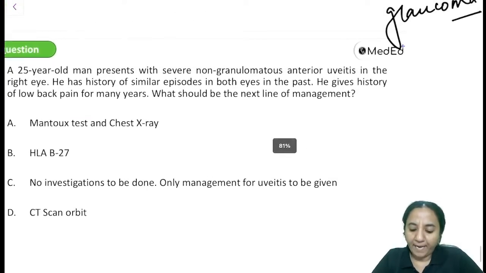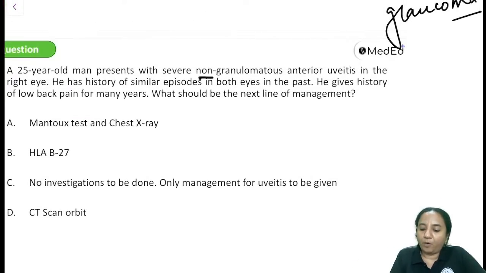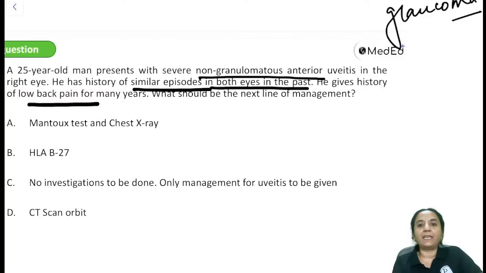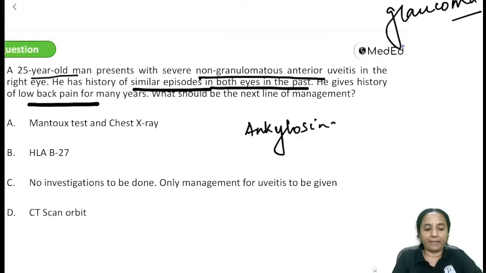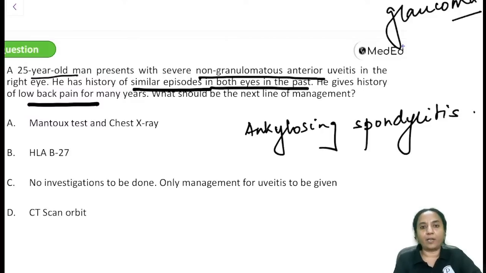A 25-year-old man presents with severe non-granulomatous uveitis. He has a history of similar episodes in both eyes in the past. And he has a history of low back pain for many years. So young male patient, non-granulomatous uveitis, recurrent episodes and low back pain. All this together, what does it give us a diagnosis of? It points to the diagnosis of ankylosing spondylitis, right? So the investigation to be done next is HLA-B27.